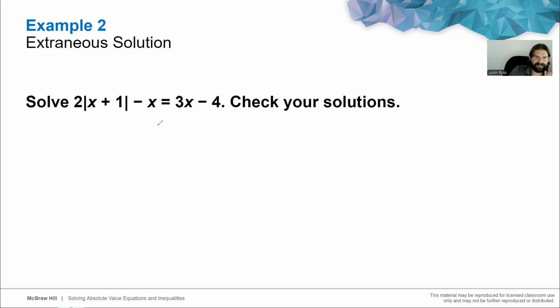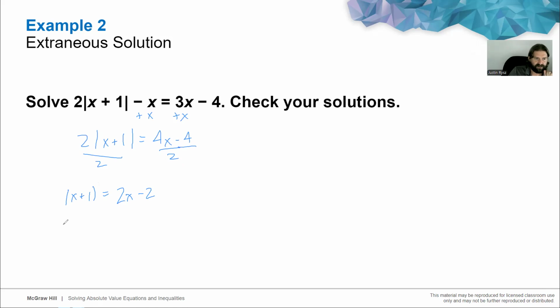Okay, here we go. So we need to isolate it. So I'm going to add the x over to the other side. So 2 times absolute value of x plus 1 equals 4x minus 4. Next, we'll divide by 2, and we get the absolute value of x plus 1 is equal to, if I divide both sides by 2, that becomes a 2x minus 2. Sorry for my handwriting here. That's what it is.